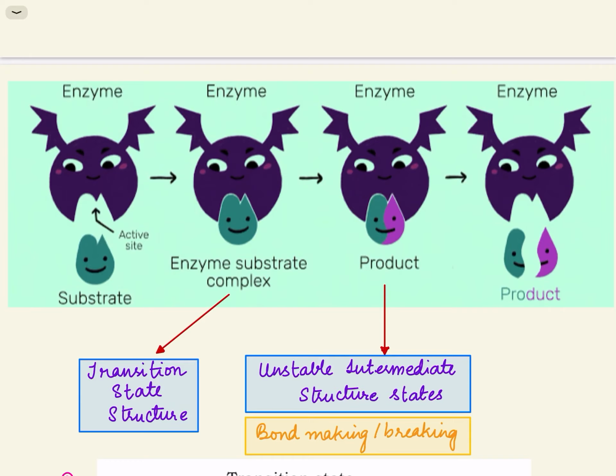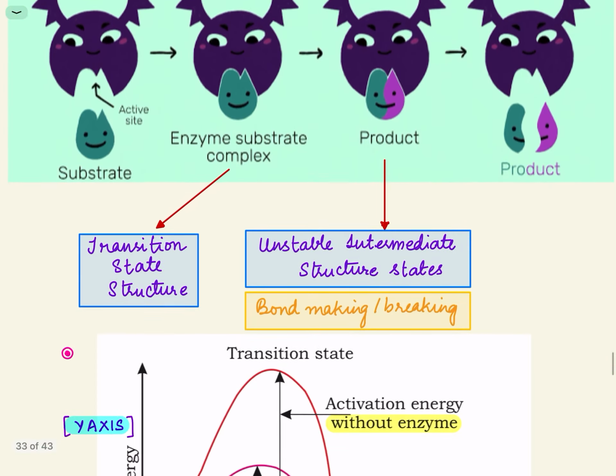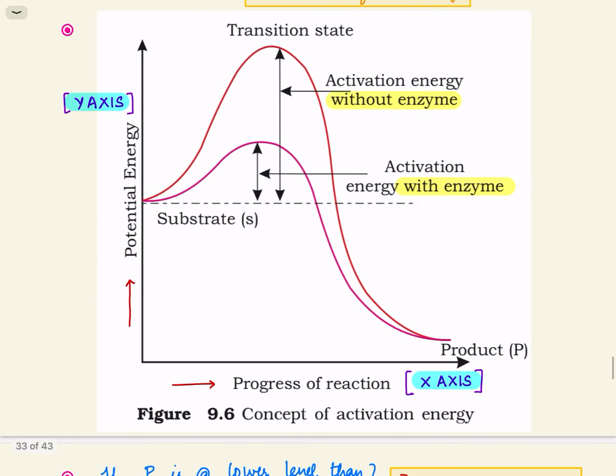After we learn this, we are moving on to study the concept of activation energy. Activation energy is nothing but the energy required for the substrate to attain the transition state. It is a very important concept and a very important graph. This graph is given in your NCERT. The x-axis represents the progress of reaction. The y-axis represents the potential energy.